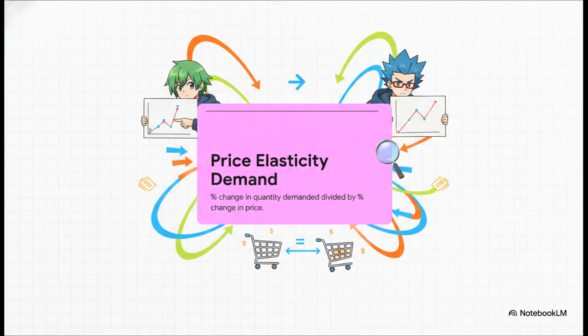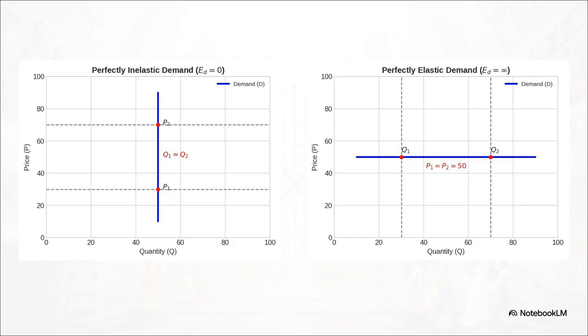So here's our core formula. Price elasticity of demand measures exactly how responsive buyers are to price changes. It's calculated super simply as the percentage change in quantity demanded divided by the percentage change in price. Keep this ratio in the back of your mind because it literally dictates the shape of every single curve we're about to look at.